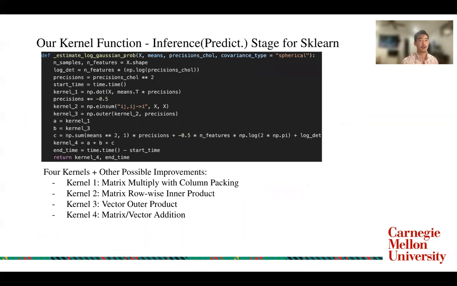For our kernel design, we're designing kernels for the inference, which is the prediction stage within the sklearn gmm.py function. The specific function we are designing kernels for is estimate log Gaussian prob, which outputs each data point's probability of belonging to each cluster. To divide and conquer this function, we designed four different kernels. Kernel 1 is matrix multiply, specifically with column packing. Kernel 2 is the matrix row-wise inner product. Kernel 3 is the vector outer product, and kernel 4 is the summation of all matrices and vectors.